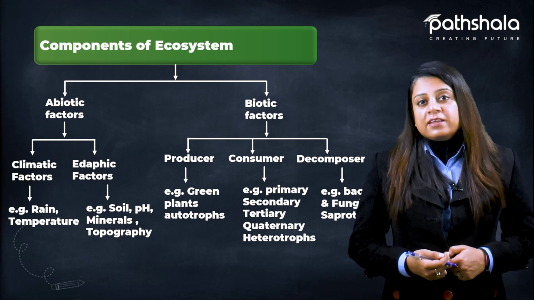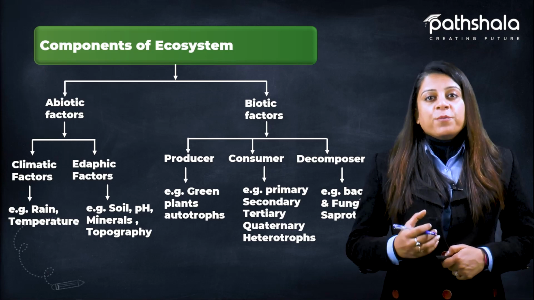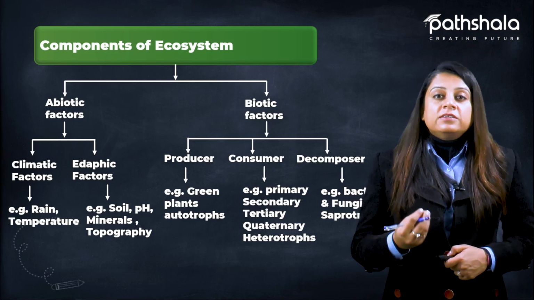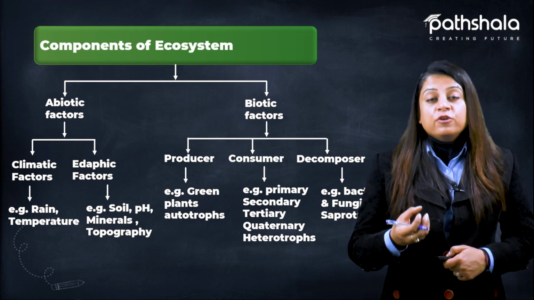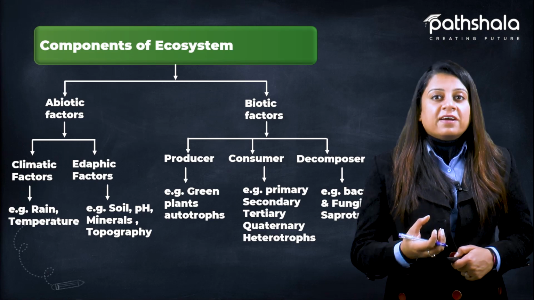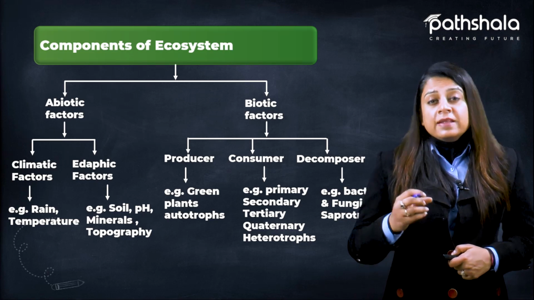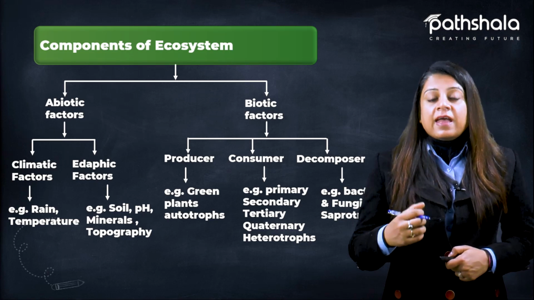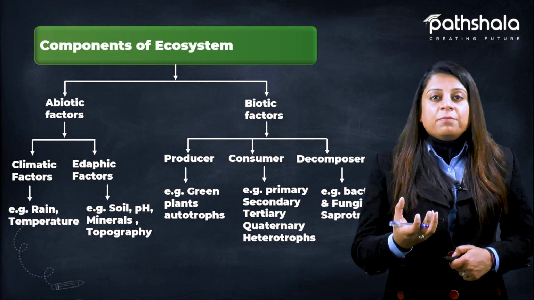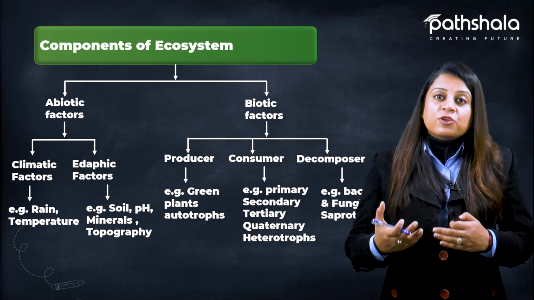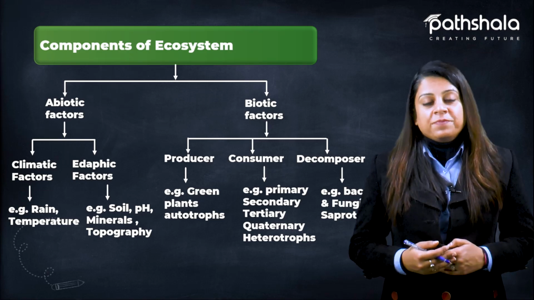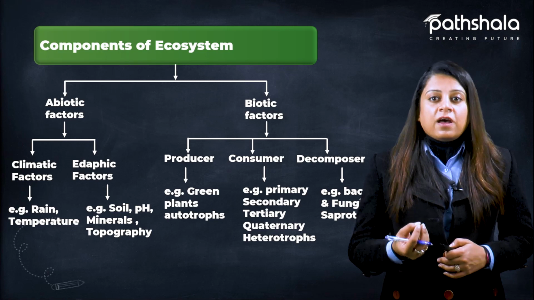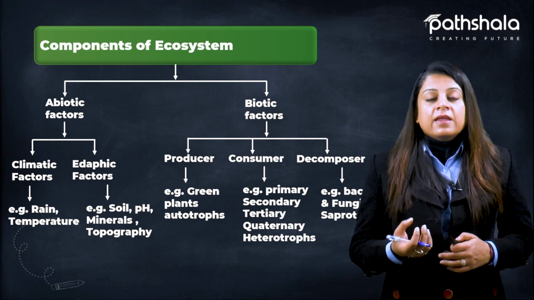The next category of biotic factors is formed by decomposers. Decomposers are the microorganisms that help to degrade dead plants and animals. When they degrade the dead plants and animals, this degraded matter is again mixed into the soil, which helps to renew the nutrients in the soil. These decomposers are bacteria, fungi, and saprotrophs.